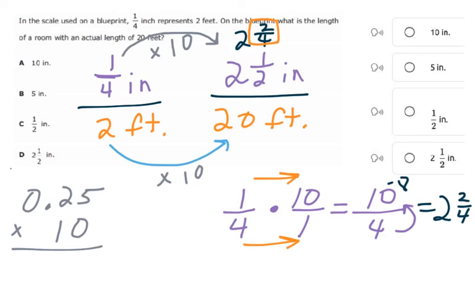So is that an answer choice? I see 10, 5, 1/2. There it is. It's D. It's right there. Okay. So best way to do that, again, you could have multiplied with the decimals and you would have gotten 2.5 also. But write your scale factors of proportion and then find the relationship.